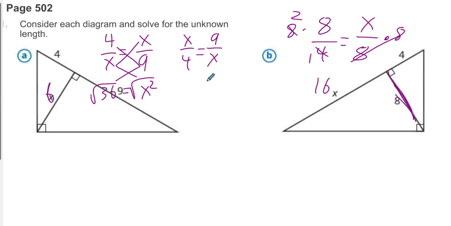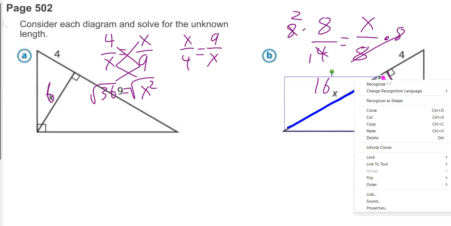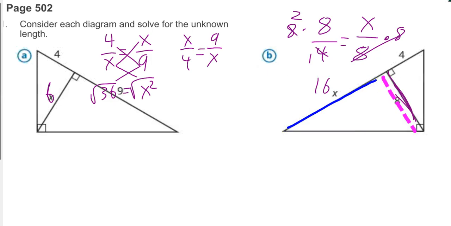So all I need to know is if I have this length and I have the two lengths on either side. If I have these three lengths, I use the altitude as the geometric mean.